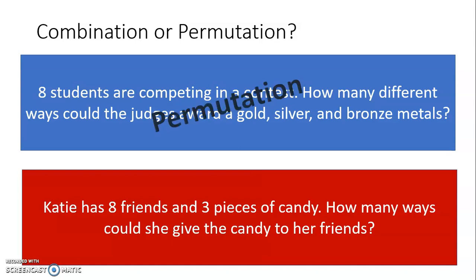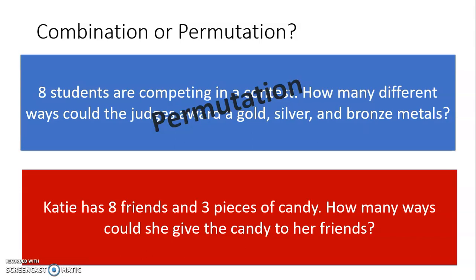Alright, so the top one is a permutation. You can only give 1 gold, 1 silver, 1 bronze, and of the first 8 students, the person that gets the gold is certainly not going to get the silver medal. The person that gets the silver is not going to get the bronze. We'll look at this in detail, but after you pick the first of the 8, now you only have 7 people to award the silver to, and after you pick of those 7, you only have 6 more to pick for the bronze. So in this particular case, the order matters.